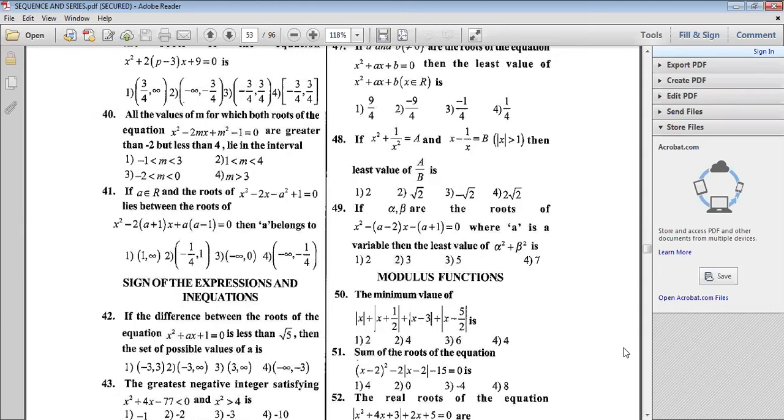So this is problem 39. Alpha, beta are the roots of that equation. Then what is the least value of alpha square plus beta square? Just observe this. Alpha, beta are the roots of the equation x square minus of a minus 2 into x minus of a plus 1 is equal to 0. For this, alpha, beta are the roots. What is the least value of alpha square plus beta square?